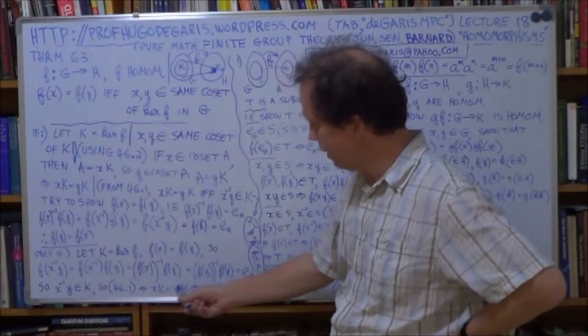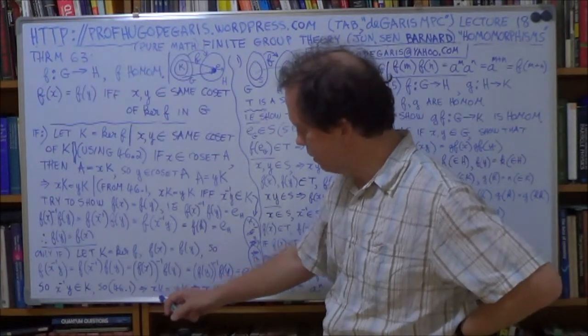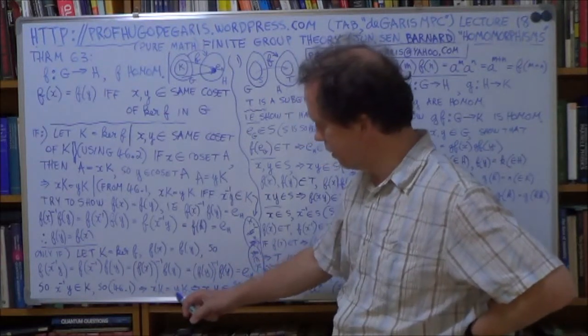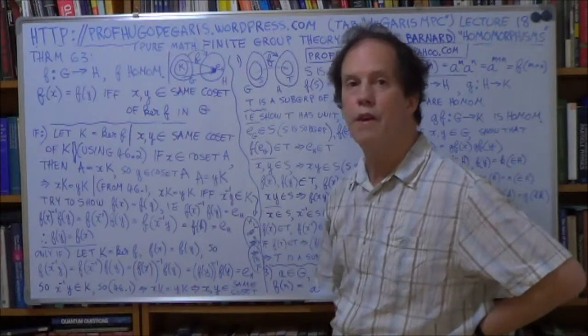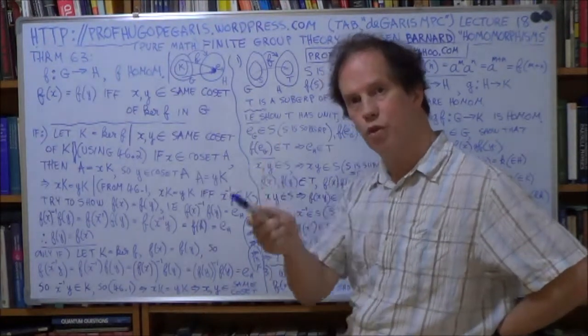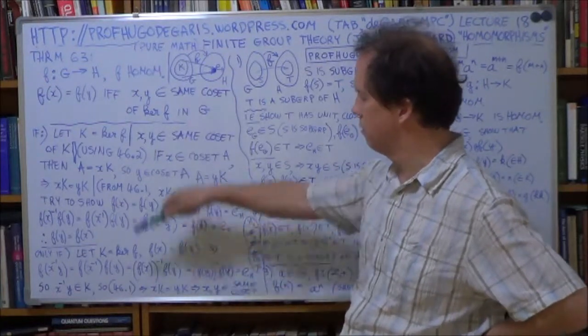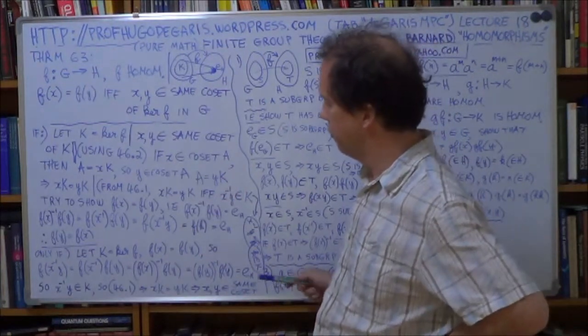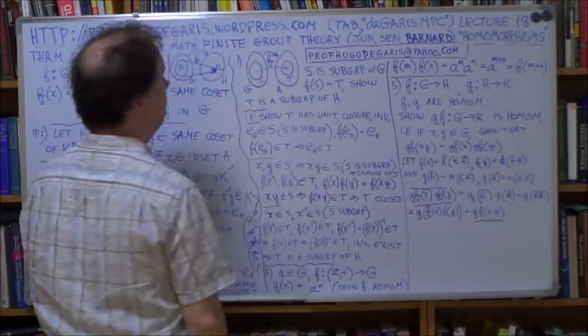But these two cosets are equal. So x belongs to this coset and y belongs to this coset, but they're the same coset because they're equal. Therefore, x and y belong to the same coset. So we have now proven from left to right, the only if case. All right, so that's the end of the theory.